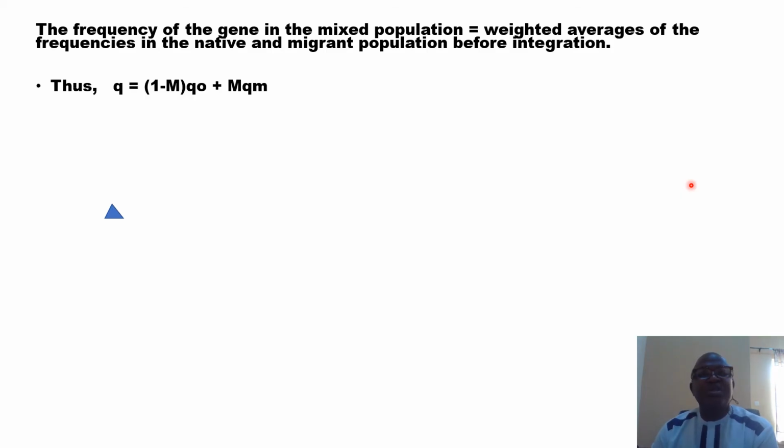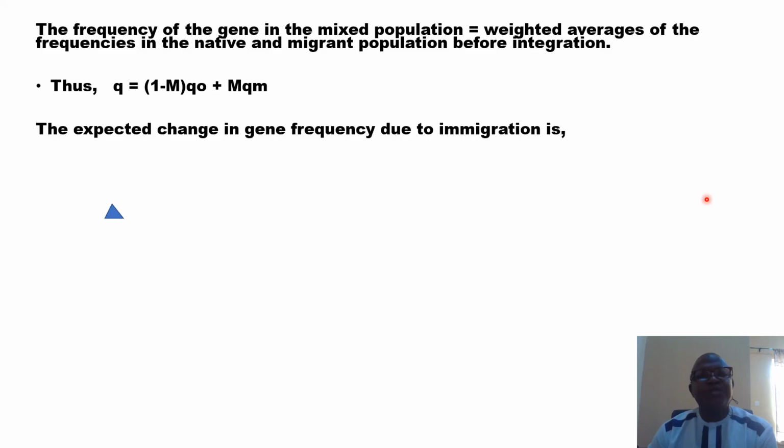So thus Q, which is the gene frequency in the mixed population, is given by (1 minus m) times QO, the proportion of the non-migrants, plus m QM. The expected change in gene frequency due to immigration is also given by delta Q equals Q minus QO.